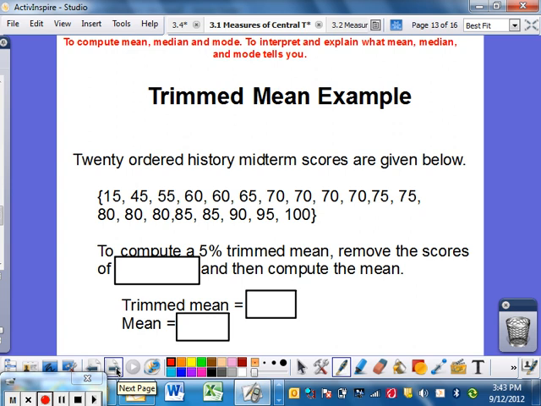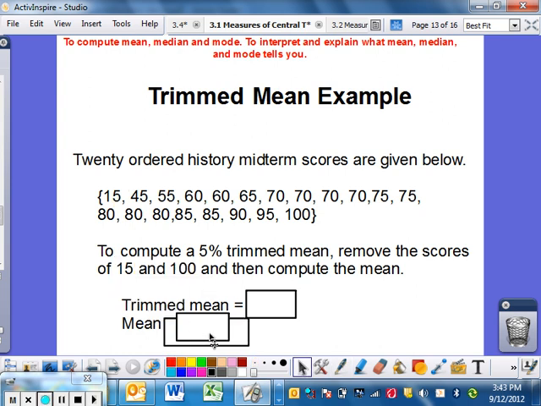So let's say I have 20 scores from a history midterm, all right? Somebody, unfortunately, got a 15, 45, 50, all the way up to 100. I'm hoping you look at that 15 and say, ooh, that could really bring down the average of your class. So we want to compute the 5% trimmed mean. So we're going to remove the 15 and the 100.